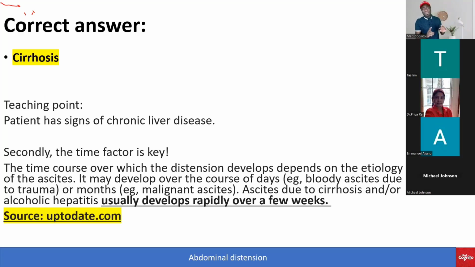So please write this down. Few weeks, ascites due to cirrhosis. Instant and over days, ascites due to trauma. All right? And then over months, think about malignant ascites. Let's keep it simple. Over months, think about malignant ascites.